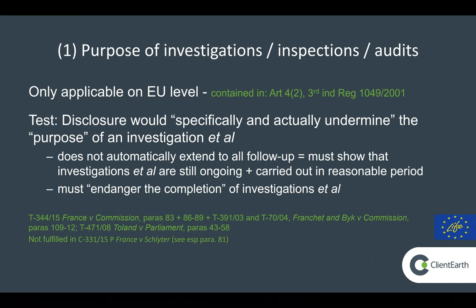And this also relates to the next factor that the court has mentioned. It must endanger the completion of the investigation. And that connects to the purpose of investigations. Namely, it must endanger that the objective of the investigation or inspection can still be reached. And that's something we return to in a bit too.